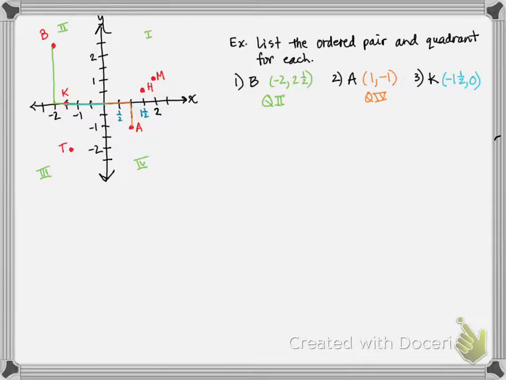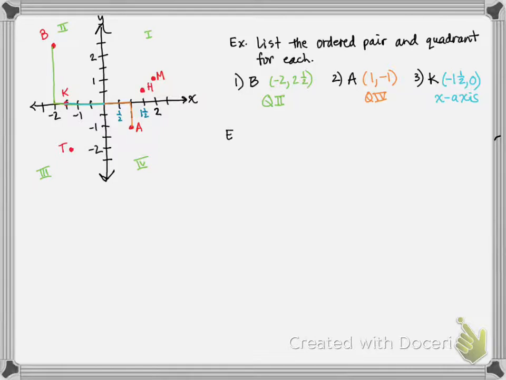So what quadrant am I in? And the answer is I'm not in a quadrant. So what do I write? What axis am I on? X axis. Okay? All right, now we're going to go the other direction.